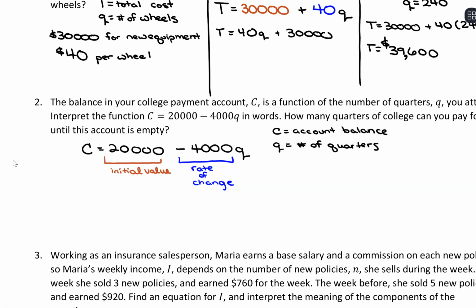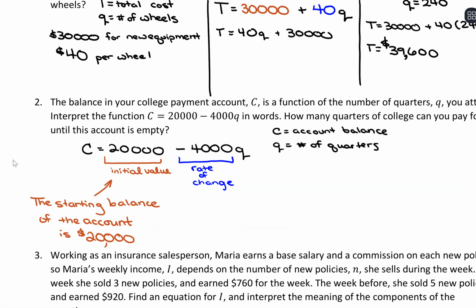So if we have this initial value of 20,000, in the last example, it came through as a fixed cost. But again, this idea of initial value is like, where is our output starting? So our account balance is starting at $20,000. So this is telling me the starting balance of the account is $20,000.